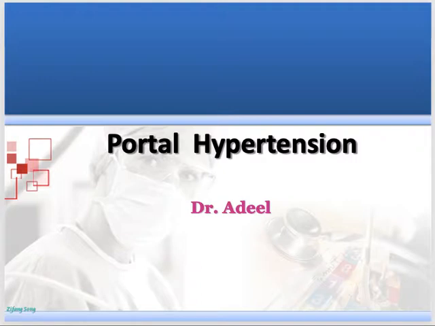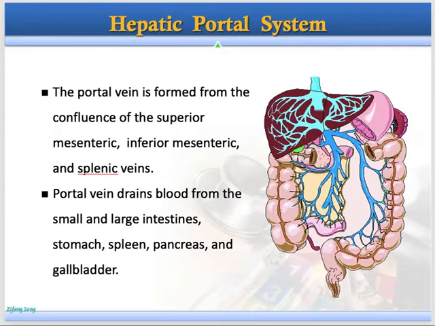So, starting with the discussion, which in my first lecture I already told you, the portal venous system contributes around 75% of the blood to the liver.